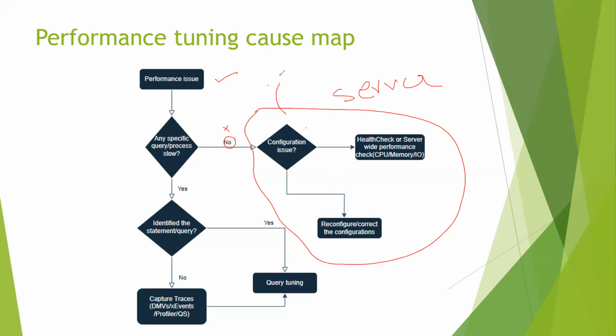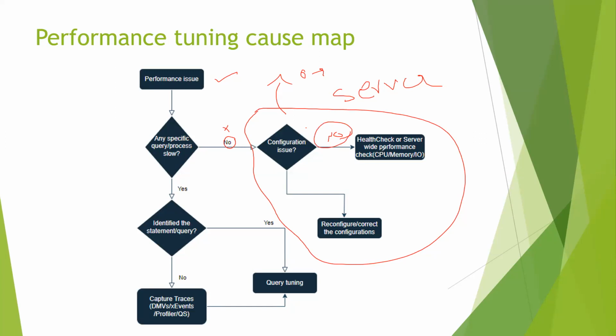Let's say, for example, max degree of parallelism. Max degree of parallelism is set to 0 and you have around 32 CPUs or 16 CPUs or even 8 CPUs, that matters, right? It can lead to a performance impact if you don't properly configure max degree of parallelism. Likewise, a few other configurations we will talk about. If there are any configuration issues, then we end up seeing slowness. If there is no configuration issue, here the value should be no.